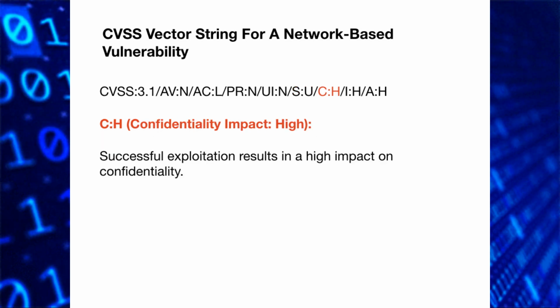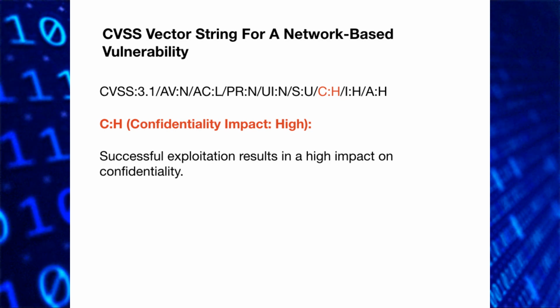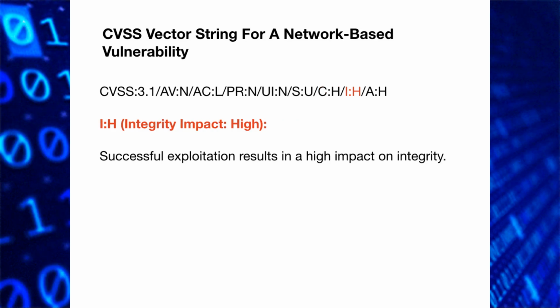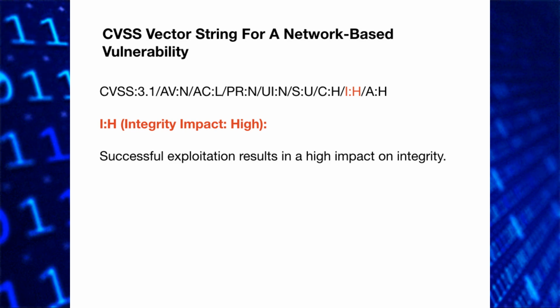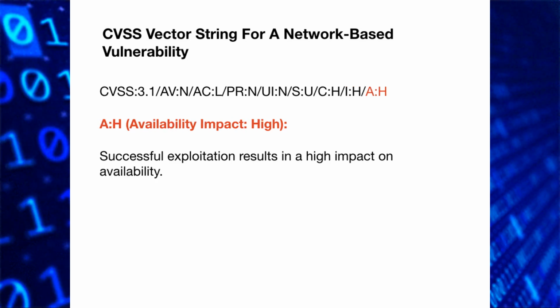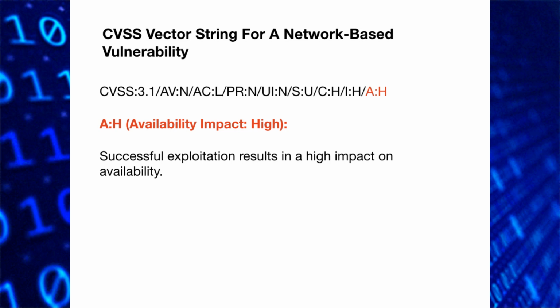The C stands for confidentiality. The H stands for high. Successful exploitation results in a high impact on confidentiality. This is bad for a company. The I stands for integrity. The H stands for high. Successful exploitation results in a high impact on integrity. This is bad for a company. The A stands for availability. The H stands for high. Successful exploitation results in a high impact on availability. This is also not good for a company.